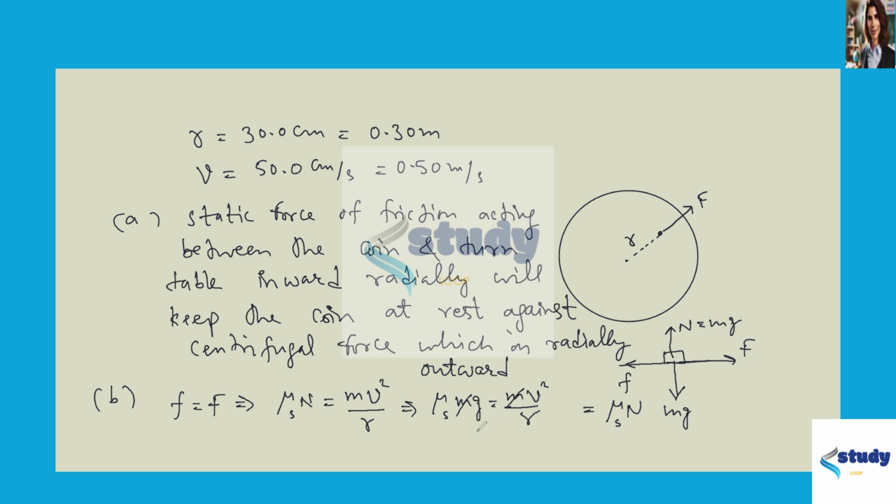So the expression for mu s, the coefficient of static friction, comes out to be mu s is equal to v squared divided by r times g, where r is the radius of the circular path, g is the acceleration due to gravity. So when we put these values, this becomes 0.50 squared divided by radius, which was 0.30, into 9.8. So this value finally comes out to be 0.085. So this is the coefficient of static friction.